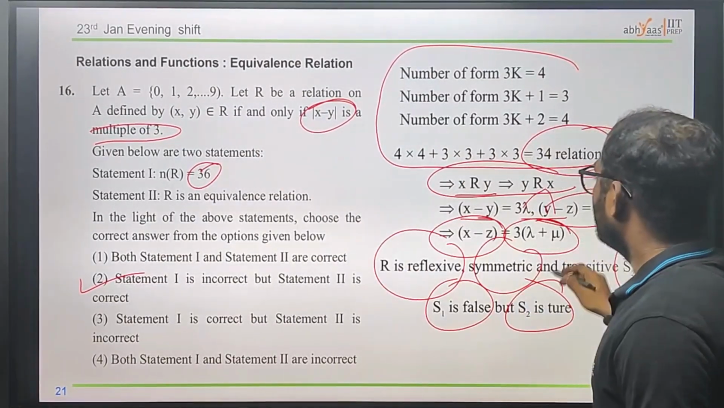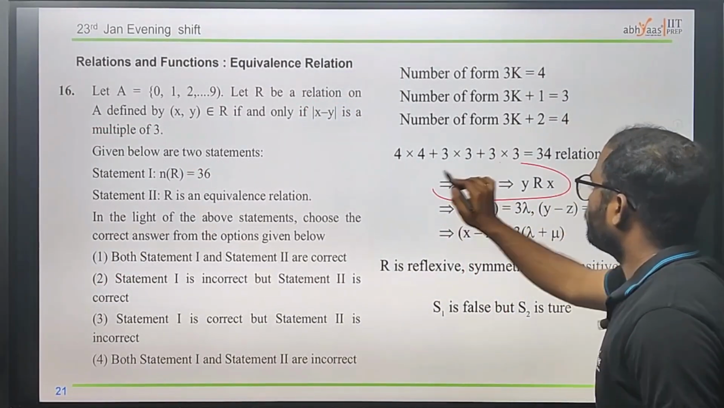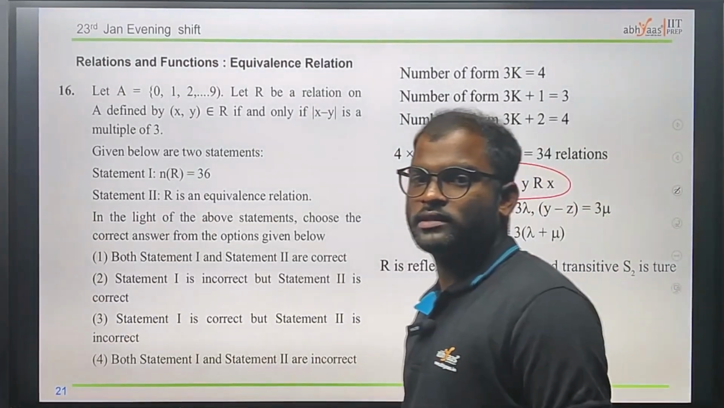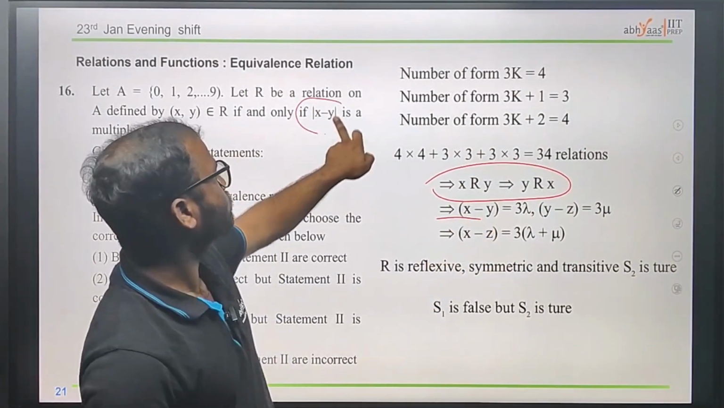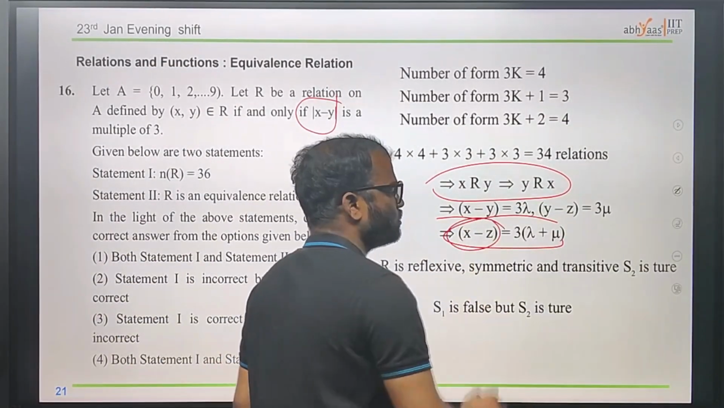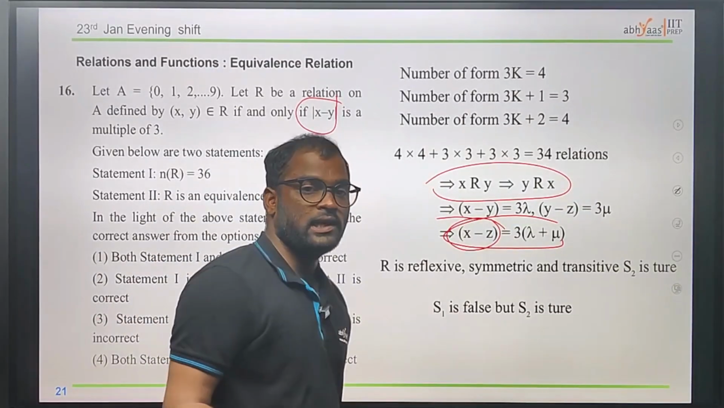But when it comes to the equivalence relation, we just use this property: if x is related to y, then automatically y is related to x. By that we can easily solve x minus y using this. Adding those, we will have x minus z as well, so 3 lambda plus mu. Therefore we can easily say it satisfies the equivalence relation.